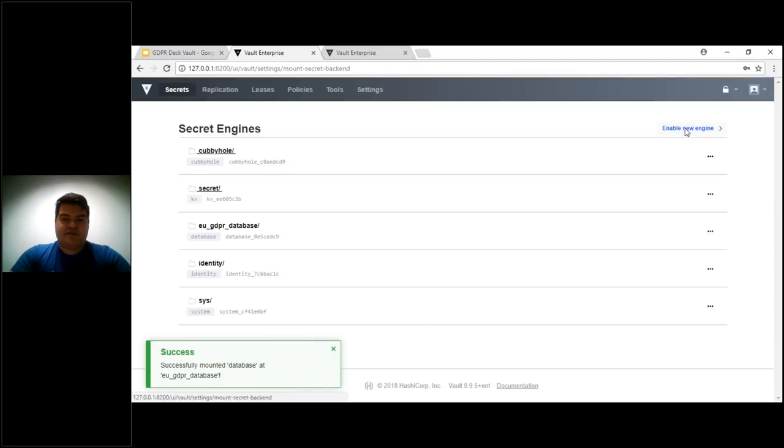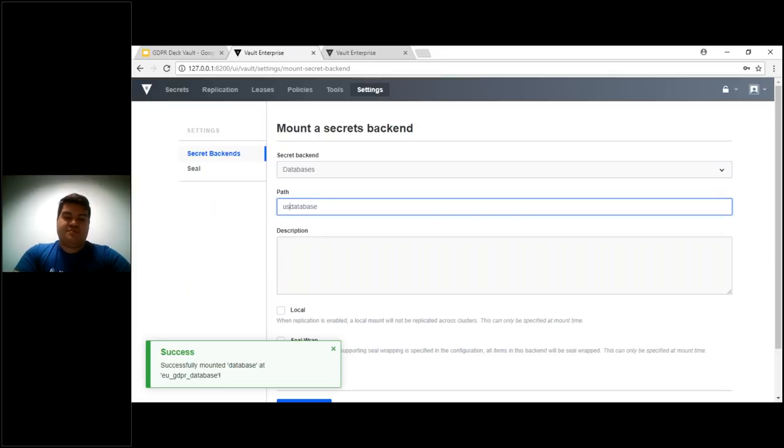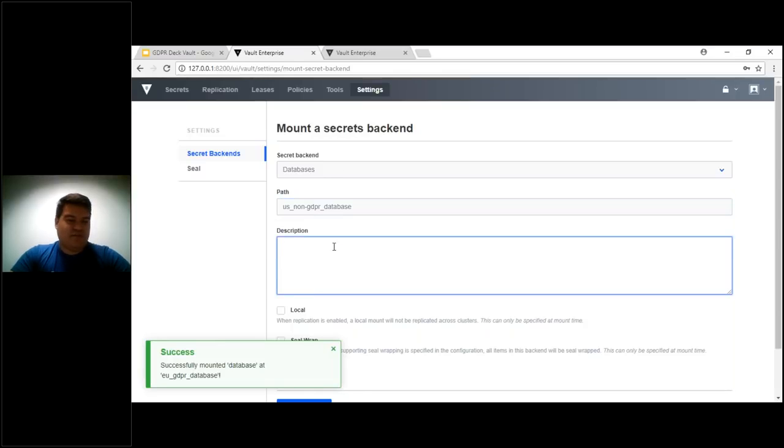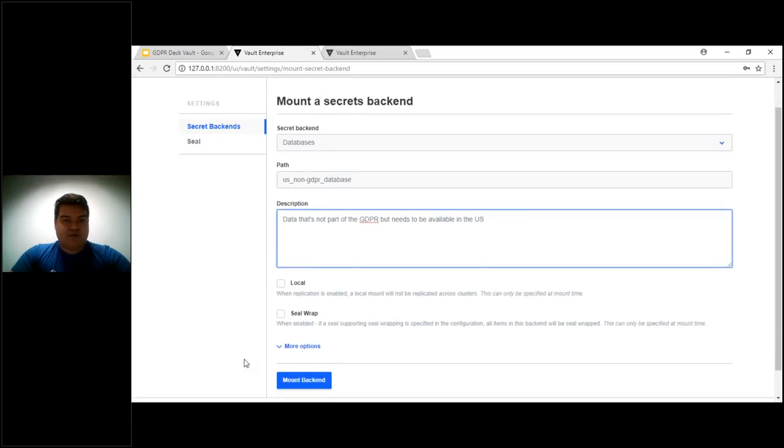Okay, let's also say that I have another set of database credentials that are specifically for US non-GDPR specific data. I've got data here that's really critical for US-based applications, and I'd like to have that as part of the US cluster. I want to be able to populate that database backend with credentials associated with that, so I can broker access for applications accessing those databases.